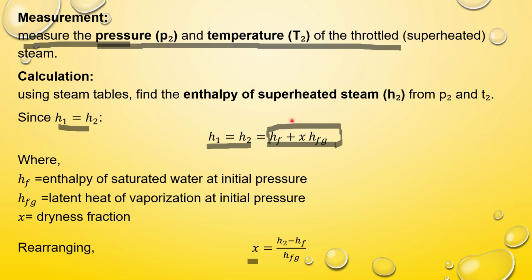So what is HF? Enthalpy of saturated liquid. HFG is the enthalpy of evaporation, with H1 equals H2. So X, the dryness fraction, is available from HF, that is the enthalpy of saturated water at initial pressure, and HFG, the latent heat of vaporization at the initial condition, that is before throttling. P1 we are talking about, P1. P2 is after throttling.